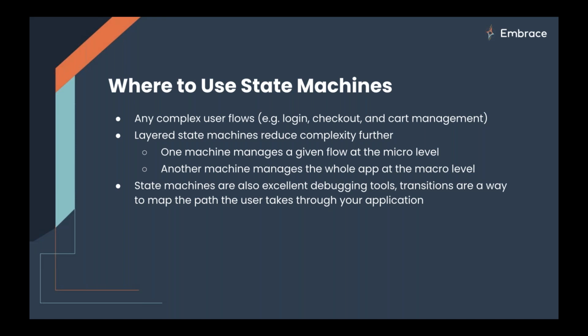You can also layer state machines to reduce the complexity further. Think about a game that needs to control a flock of birds flying through the sky. Each one of those birds can have a state machine controlling its animation. Is it taking off? Is it flying? Is it landing? Each bird has a copy of that machine.